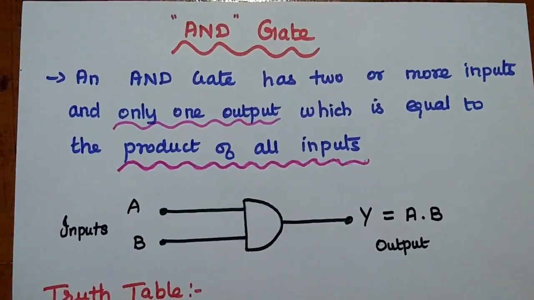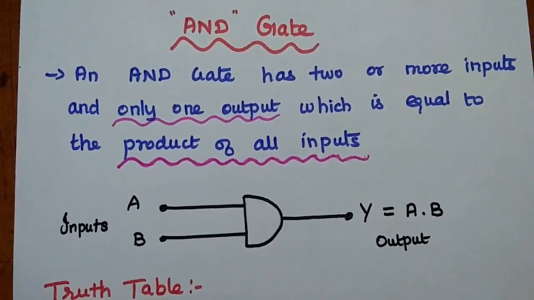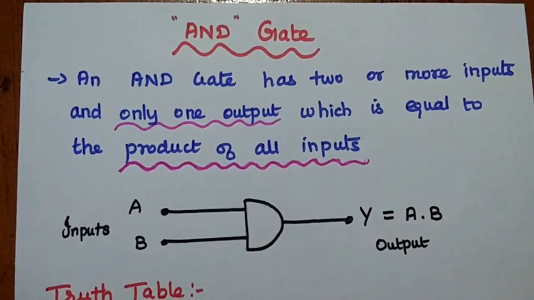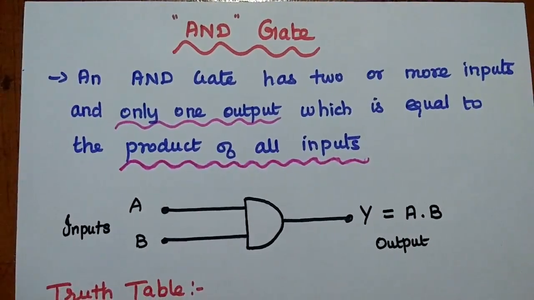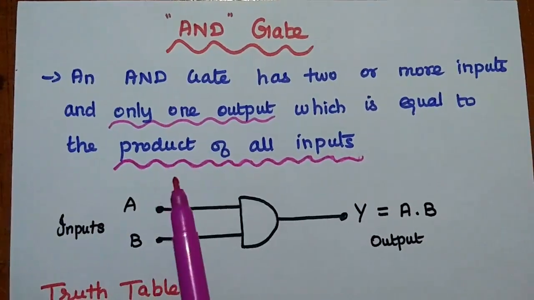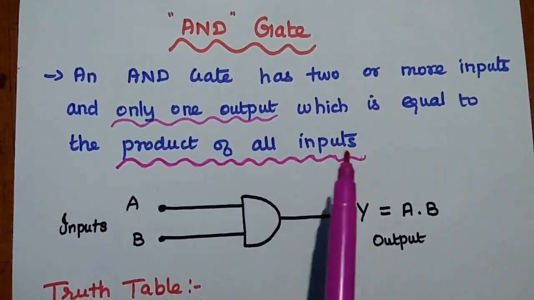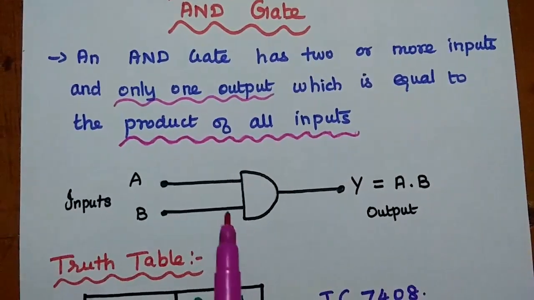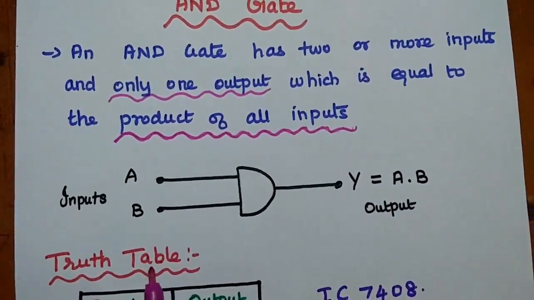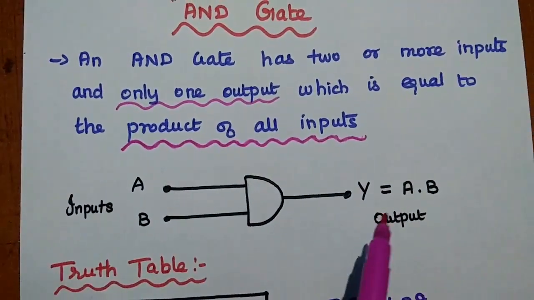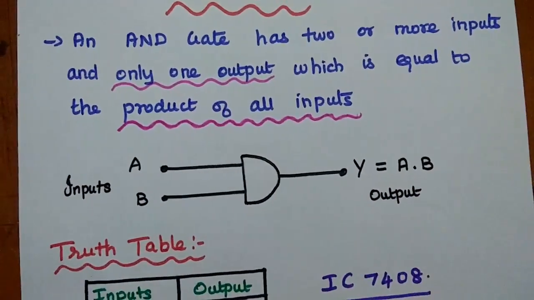An AND gate has two or more inputs and only one output. AND gate represents the multiplication operation, so the output is equal to the product of all inputs. This is the symbol of AND gate. Here we are using two inputs A and B. The output Y is equal to A dot B.